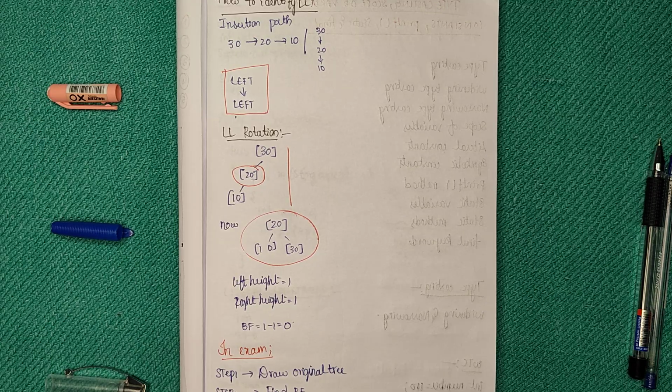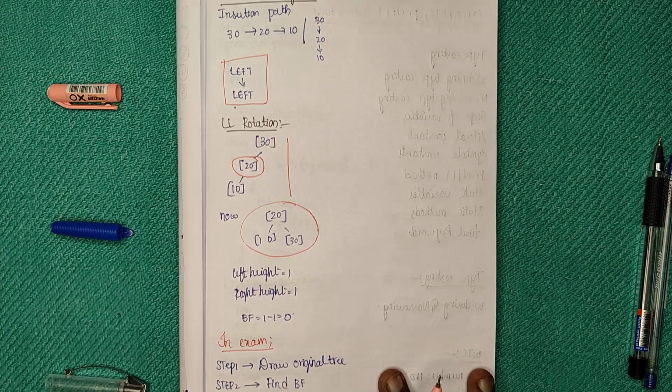Why the middle node? Why did 20 become the root? Because 20 is between 10 and 30, so it satisfies the BST property: left side smaller, right side greater. So the BST property is preserved.